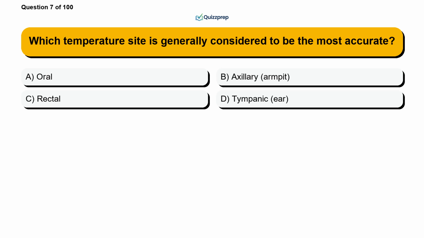Question 7. Which temperature site is generally considered to be the most accurate? Option A. Oral. Option B. Axillary, armpit. Option C. Rectal. Option D. Tympanic, ear. The correct answer is option C.